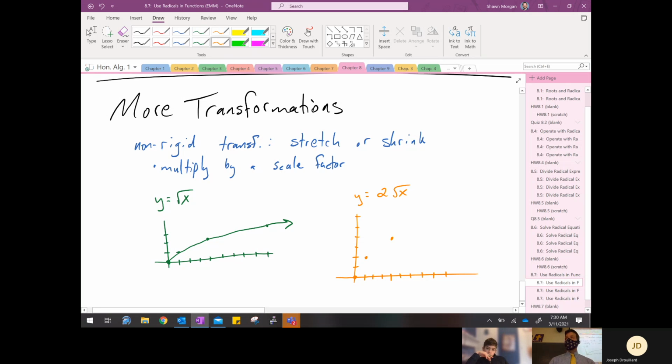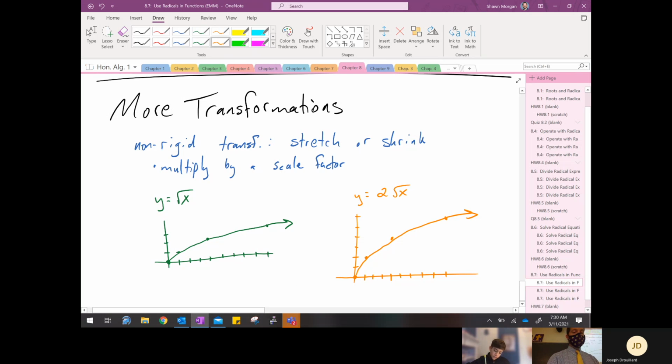Square root of 9 is 3. 3 times 2 is 6. Oops. So it's still the same kind of curve. It's just taller.